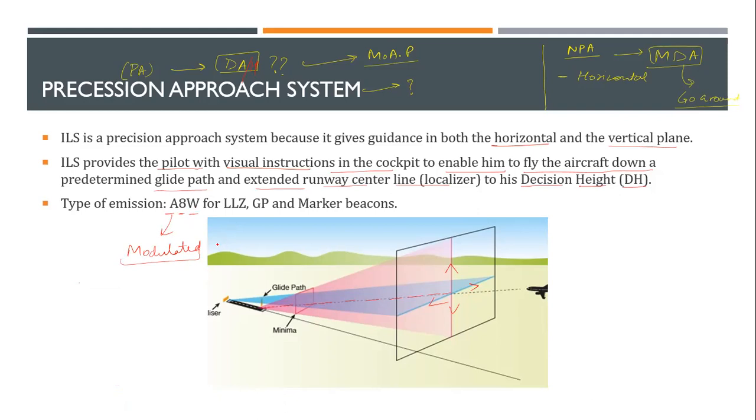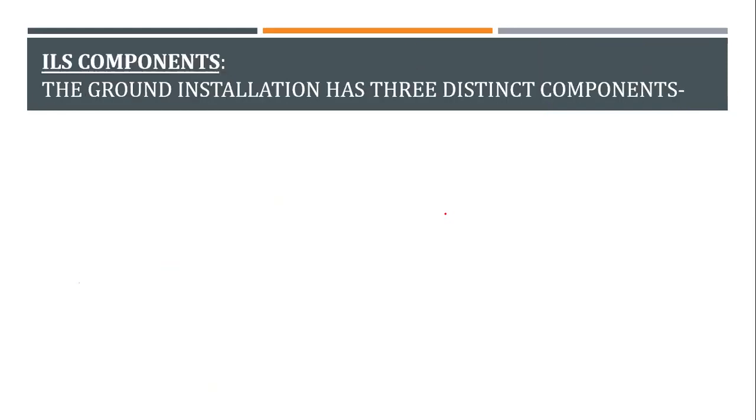We have three components here. One is the LLZ, which is also known as the localizer. Then we have the glide path, that is GP. Finally, we have marker beacons. These are like NDB or VOR; they will give you the distance. So these will be marker beacons. These are the three components. We'll discuss each of them individually.